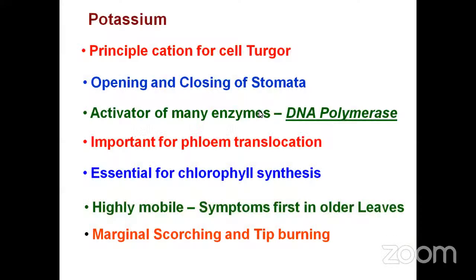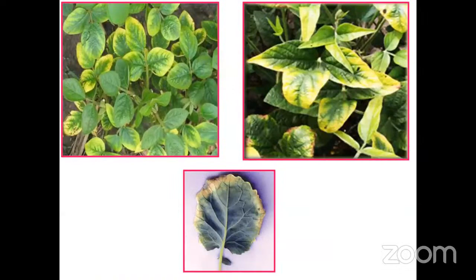Older leaves. So the symptoms of potassium deficiency are marginal scorching and tip burning of the leaves. The disease is called dieback and rosette. You can see here, marginal scorching and tip burning happens.